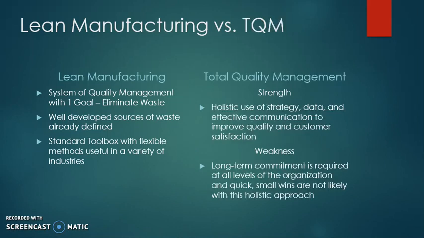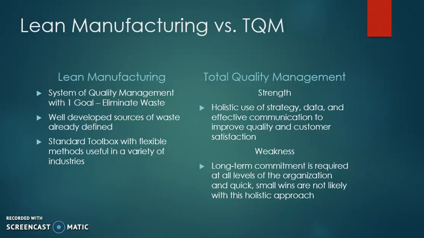And total quality management, its strength is in the holistic use of strategy, data, and effective communication to improve quality and customer satisfaction. But its weakness is that long-term commitment is required at all levels of the organization, and that quick, small wins are not likely with that holistic approach. Well, I think lean manufacturing definitely stands out as the most straightforward, well-developed quality management system available.